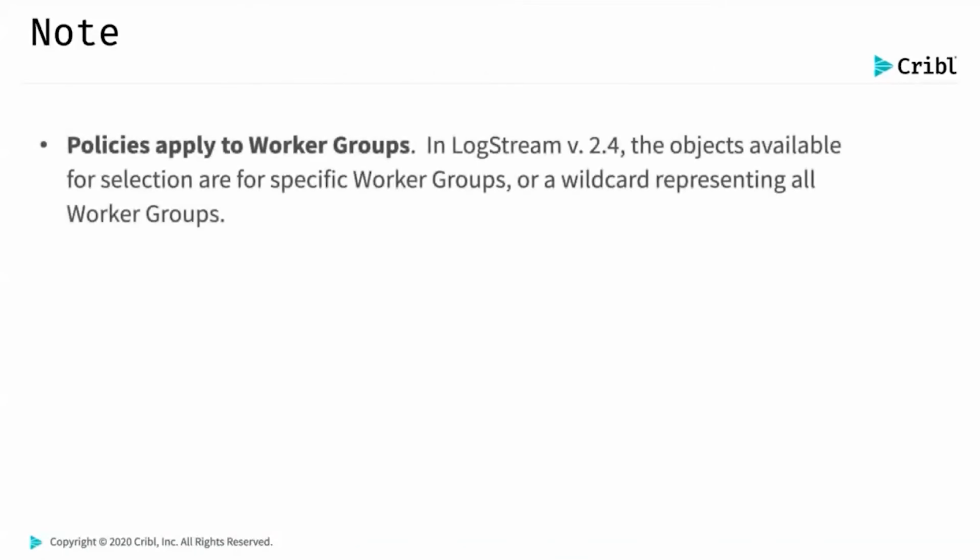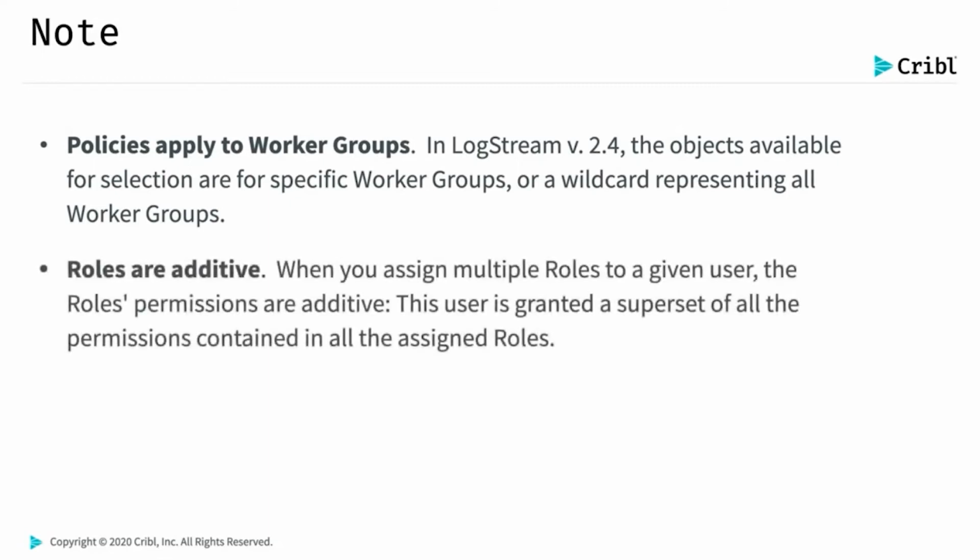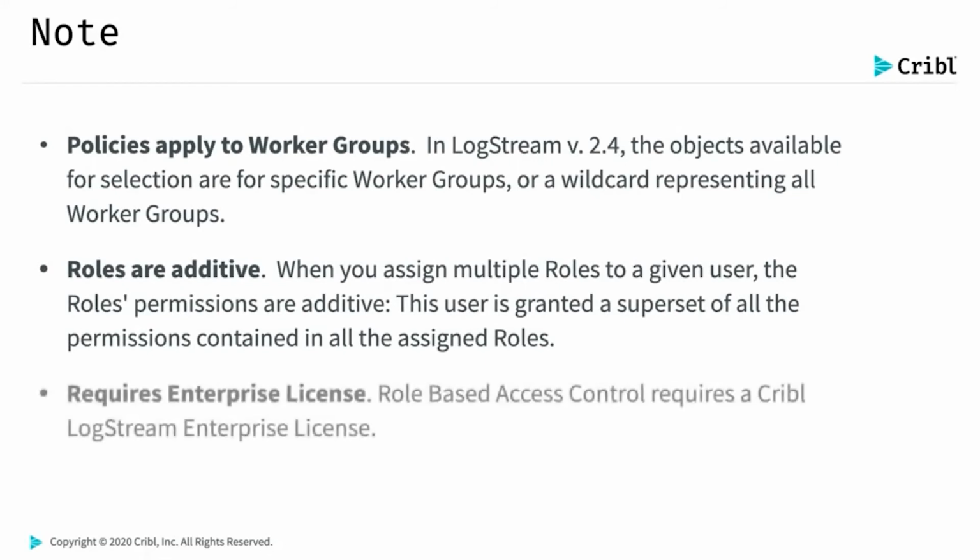And a few things to note, I've mentioned them before, but just so that they're all together. Currently, with version 2.4, the objects of policies are limited to worker groups. So you can provide read, write, commit, deploy access to worker groups at the worker group level. And roles are additive. So if a given user has multiple roles, that will only expand their permissions. It will grant them a superset of all of the permissions contained in the roles assigned to them. And finally, role-based access control is a feature that is provided with our enterprise license.